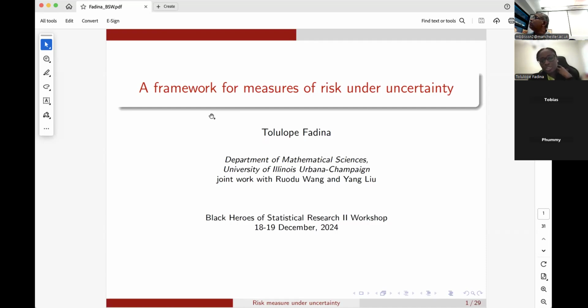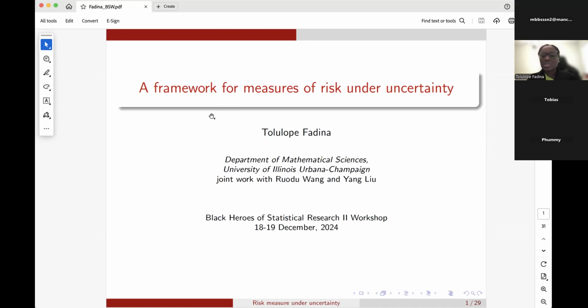So in this project, we develop a framework whereby the assessment of risk is jointly based not only on the set of random losses alone, but we also consider a set of plausible probabilities, or a set of plausible scenarios. And we call this particular risk measure a generalized risk measure.